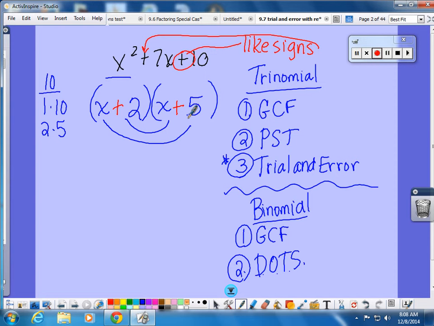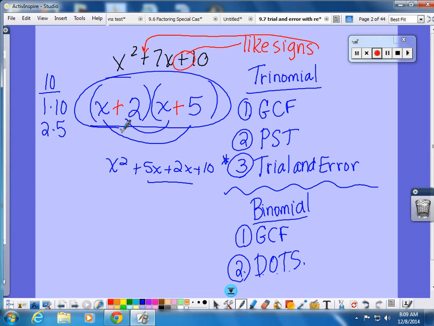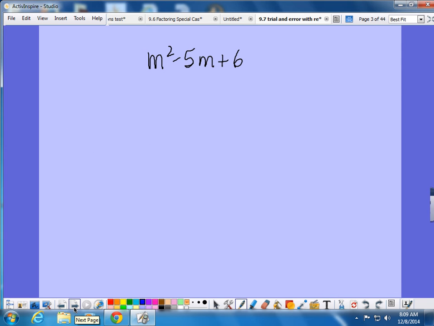You're going to mess up sometimes. I'm going to try to help you not to, but here when you do first, outer, inner, last, and these add to give you 7, you know that this is the correct answer. Okay? But FOIL it to check it and make sure that we got the right answer. So when that last sign is positive, we're going to have like signs. Let's look at this one.